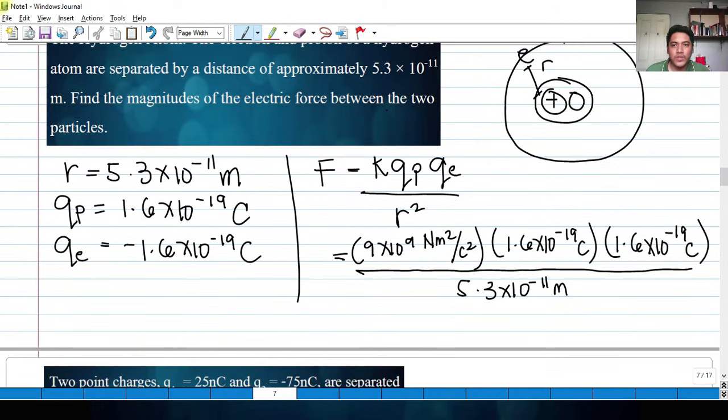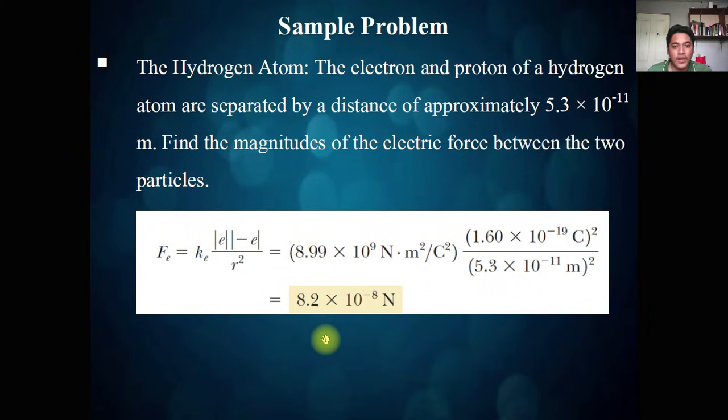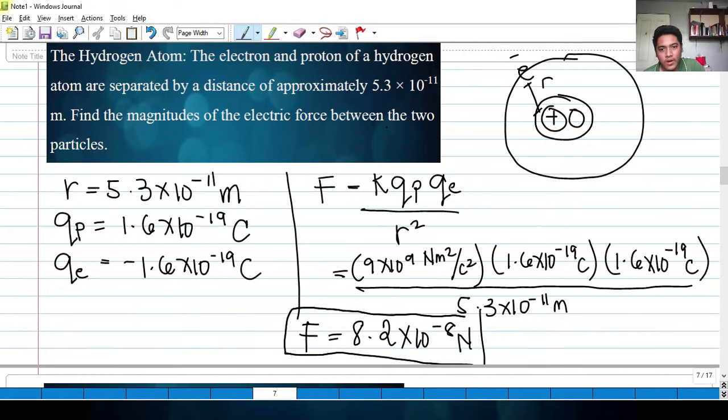So what is the magnitude of force that these two charges experience? By the way, the force is attraction, because the electron and proton have different charges. So the answer should be 8.2 times 10 raised to negative 8 Newtons, the unit of force. That should be our answer.